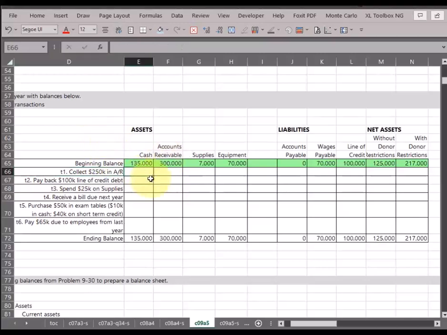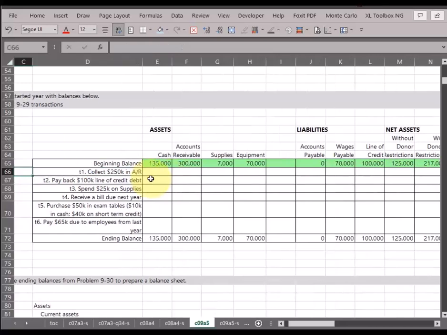And I'll actually work through most of them just so you can see how it works. In this case, in transaction 1, we collect $2,500 in accounts receivable. So when we collect money, that's cash in the door, but our receivables go down because we are no longer owed that money. We have actually received that money. So that was a simple transaction, plus and minus.